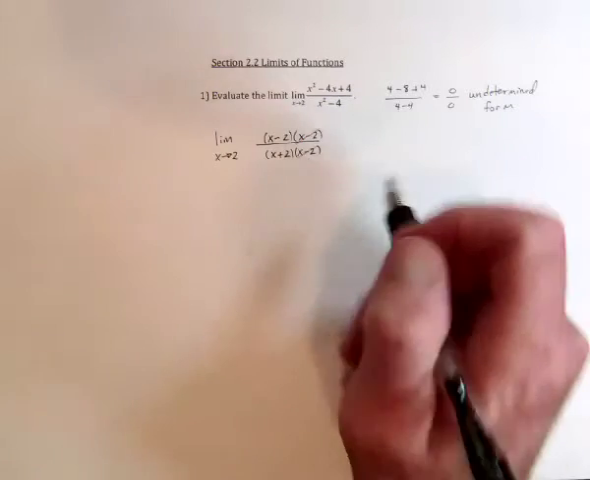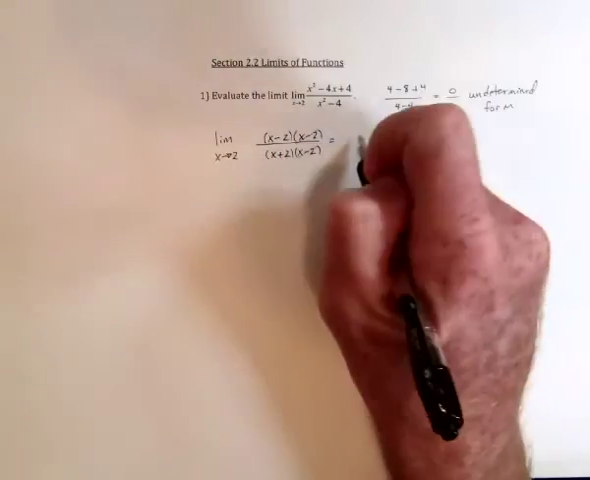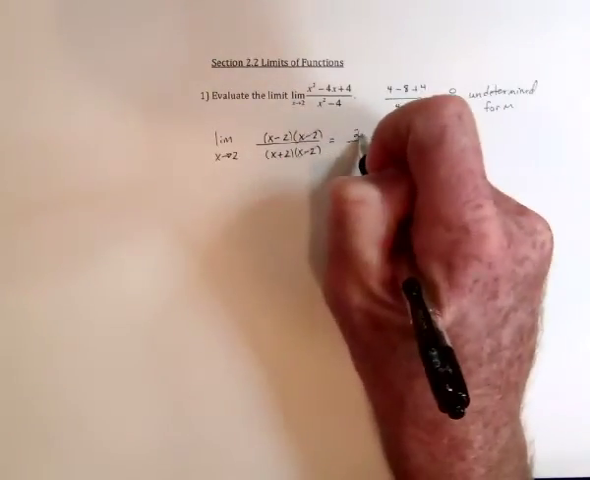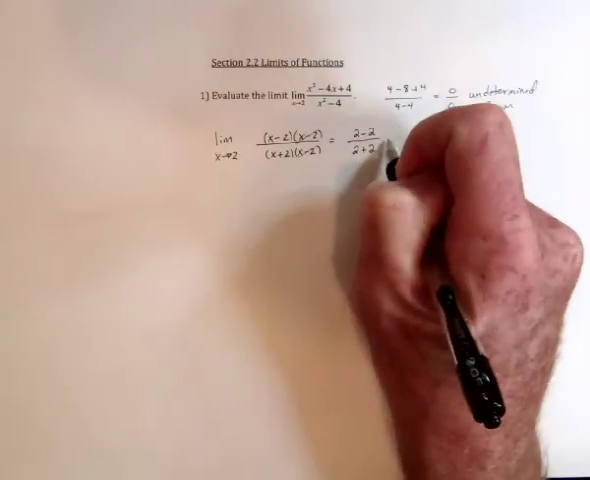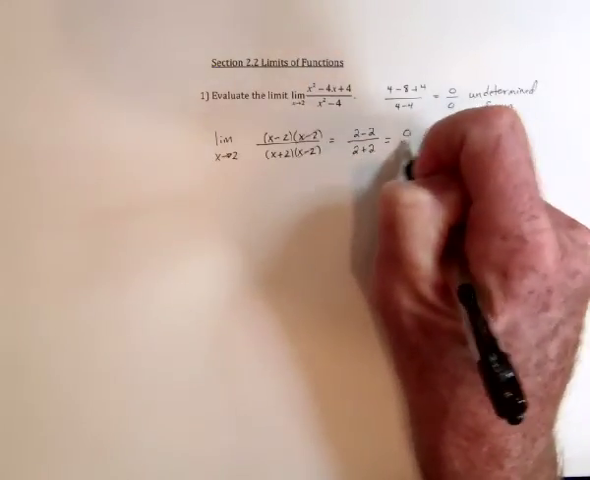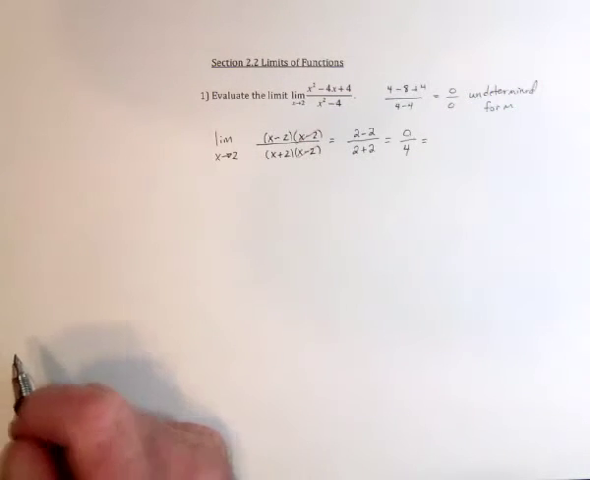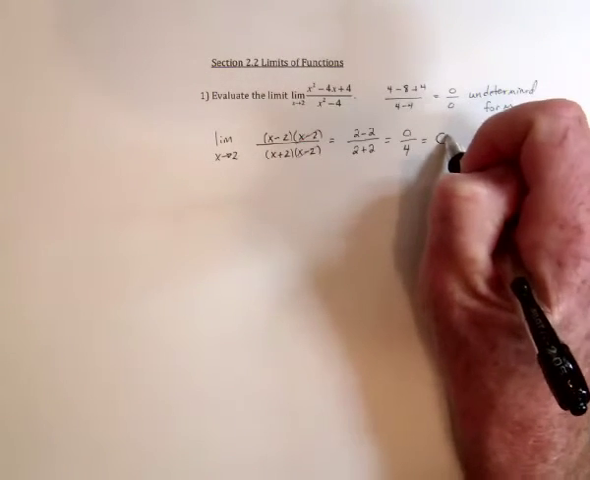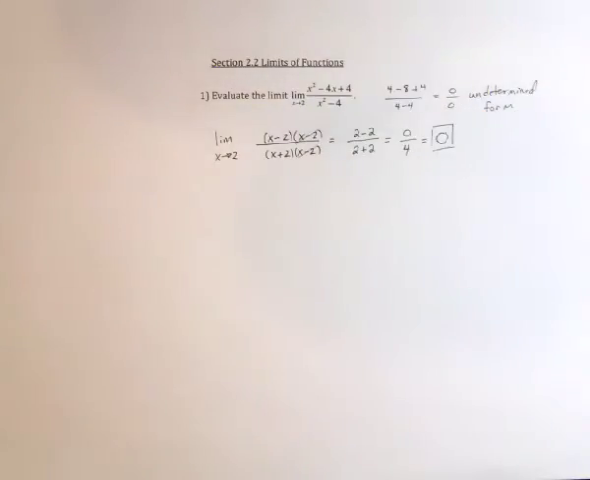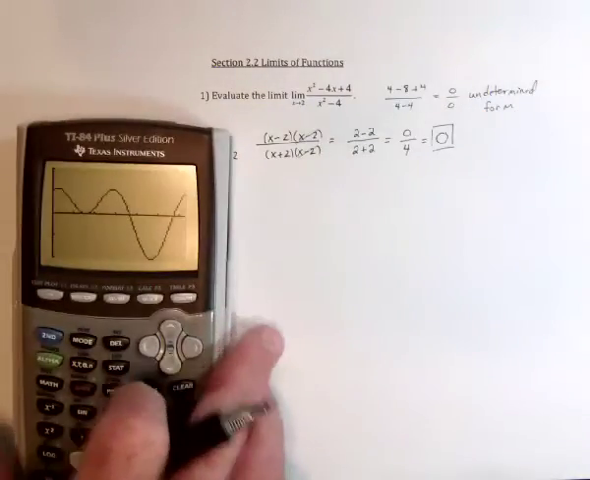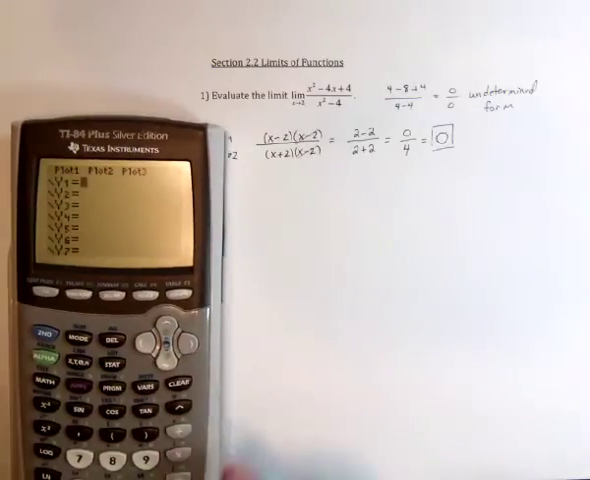So try it again. Now substitute the number in again, so substitute in a 2, and we get 2 minus 2 for the numerator and 2 plus 2, so that's going to be 0 divided by 4. And 0 divided by 4 is equal to 0. And so that would seem to be the answer. Now we can take a look at the function and see if 0 looks right.